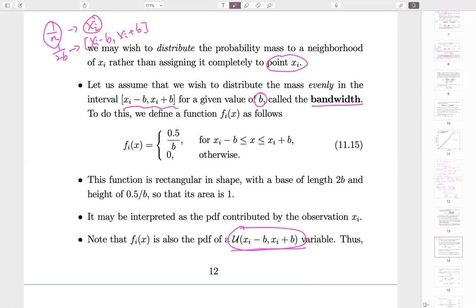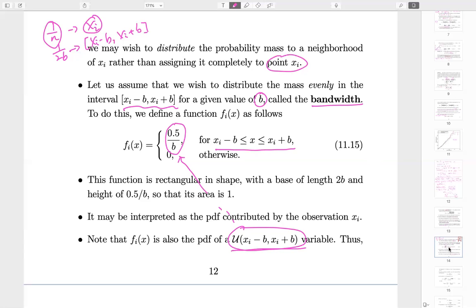Okay, that means what we do is we assign this density 0.5 over b to this interval. Okay, of course, for any value outside of this interval, we put 0. So that's why it's exactly a uniform distribution.